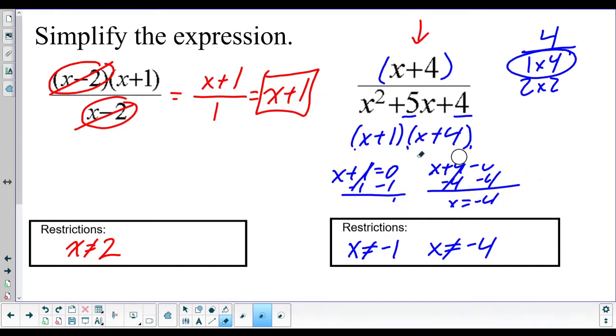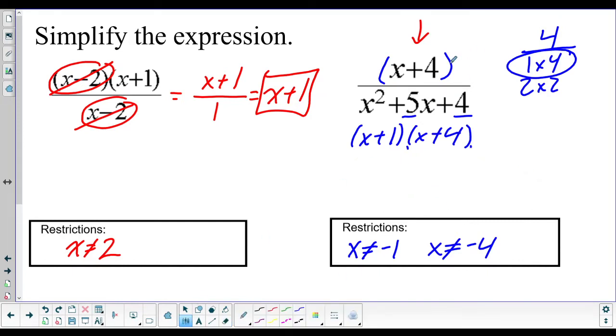So now that we have everything on the bottom simplified, we're going to cancel things that match on the top and the bottom. So on the top, we have an x plus 4. On the bottom, we have an x plus 4. This cancels with this. On the top, we don't have anything left over. So we just put a 1 there to hold the place. And on the bottom, we have an x plus 1. Now, sometimes students try and do something a little bit illegal here.